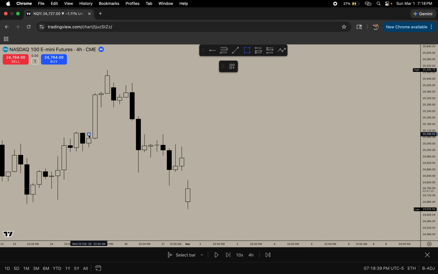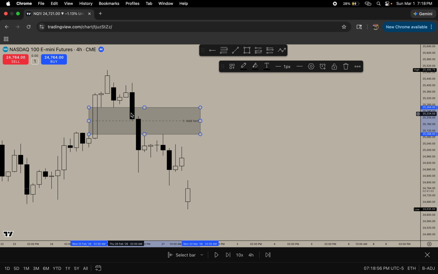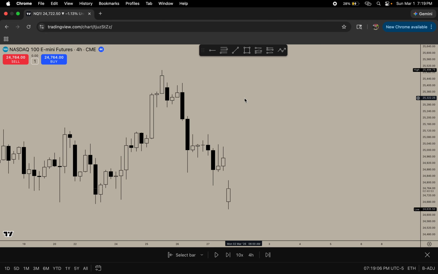You would want to take your box tool, draw from this point of the high to this point of the low, and wait for price to come into it. I have these dotted lines here. I highly suggest that you use it exactly like this. I have a middle line because that's the 50% mark of this gap. I use that as a tool. I always wait for price to tap into the 50% mark to start looking to enter a trade.